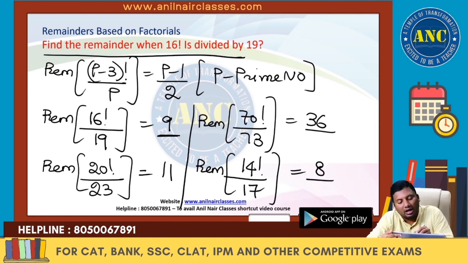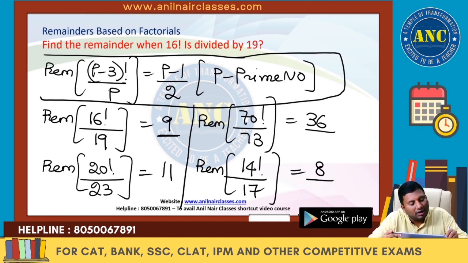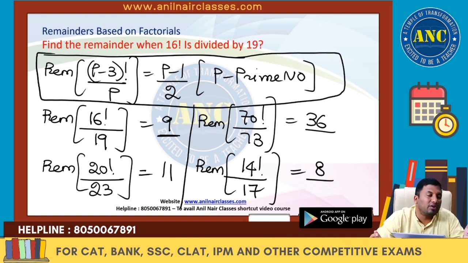Extremely important concept. Remainder when (P minus 3) factorial is divided by P comes out to be (P minus 1) by 2 when P is a prime number. (P minus 1) factorial by P is P minus 1. (P minus 2) factorial by P is 1. (P minus 3) factorial when divided by P is (P minus 1) by 2. I hope the concept is clear.